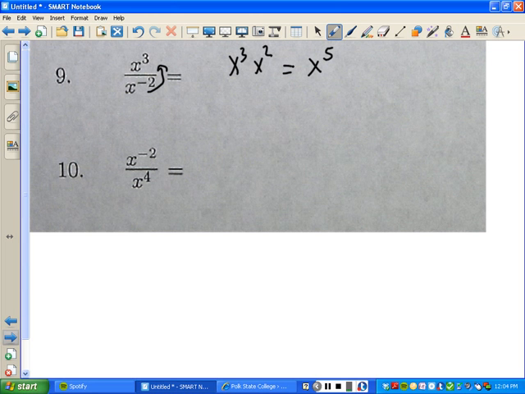Now, what about the negative 2 here? It's going to go where? To the bottom, right? Now, remember, if there's nothing there, you've got to put a 1 there to say, hey, I've moved it all to the bottom. And then we've got x to the 6th power.